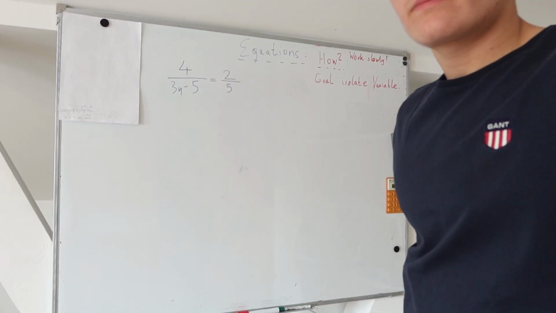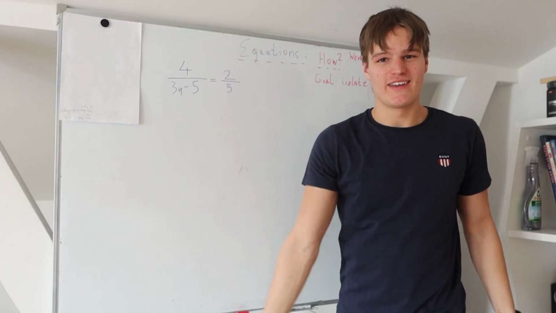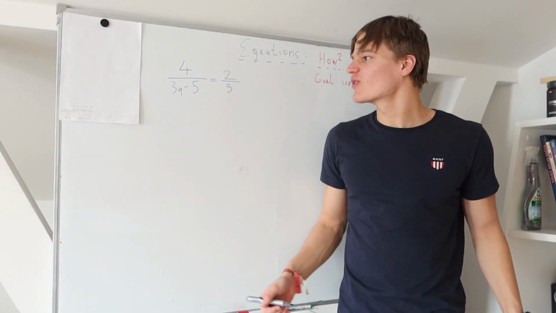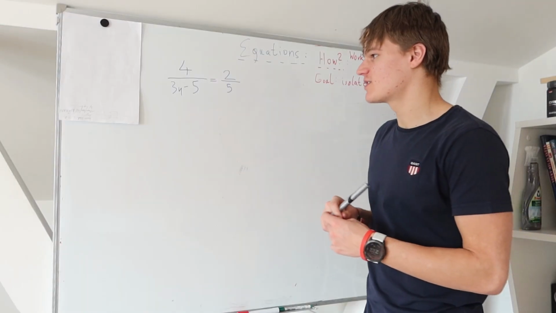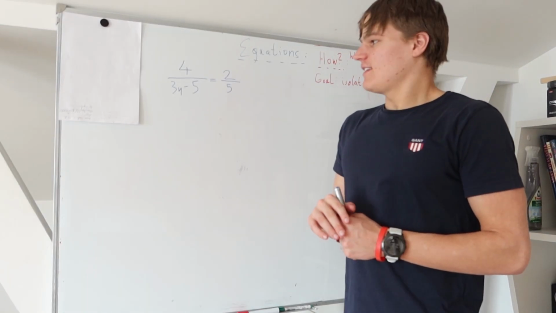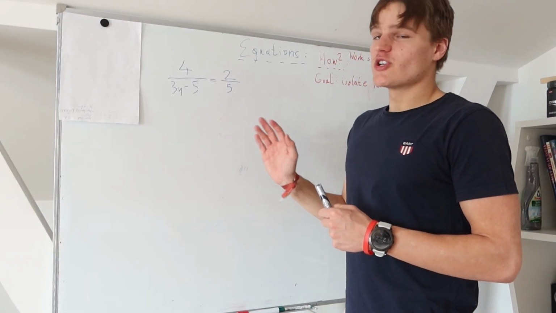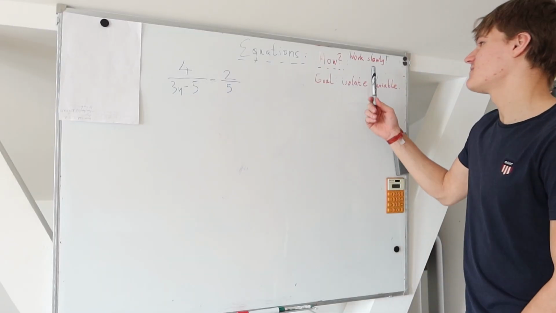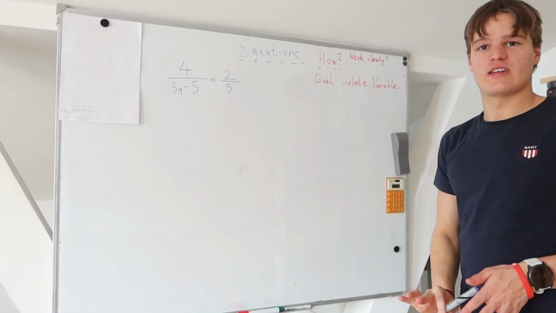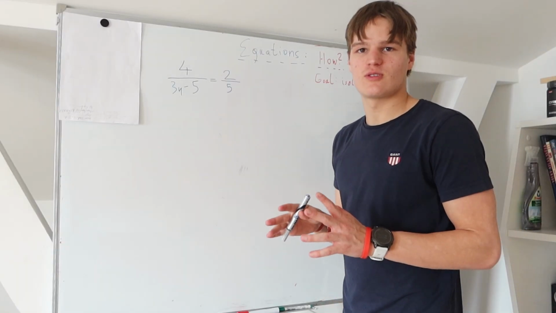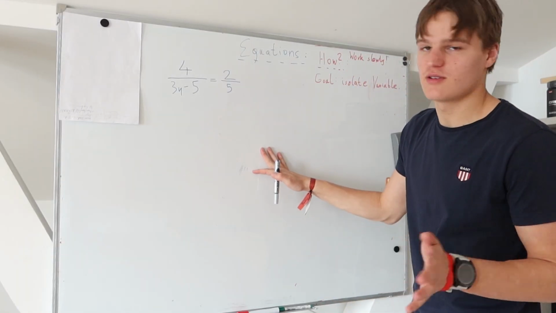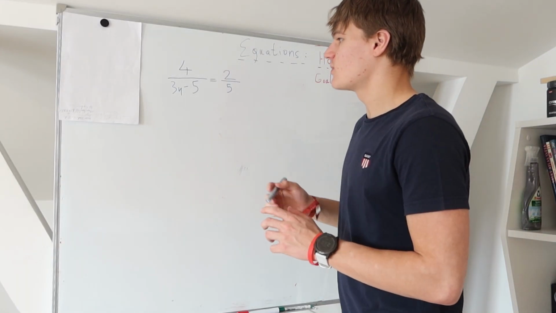Great! Alright, so let's ramp things up a notch. 4 over 3y minus 5 is equal to 2 over 5. Alright, how do we solve this? Work slowly, guys. Chill out. Nothing is running away from you. You know, I could probably do this in 30 seconds or in 20 seconds, but it's not that easy.